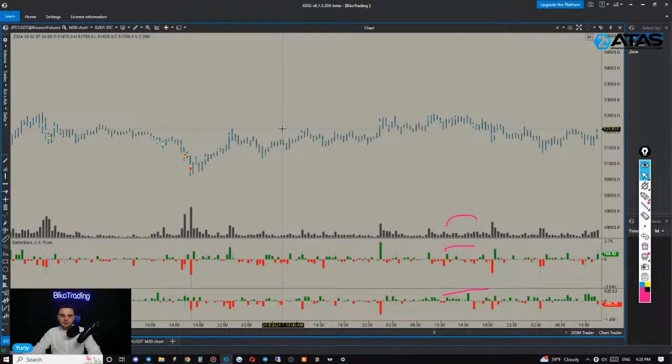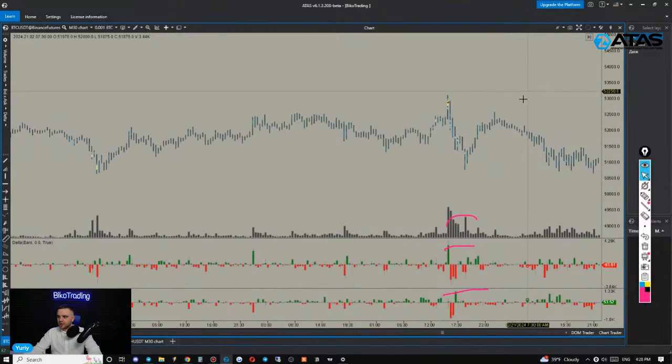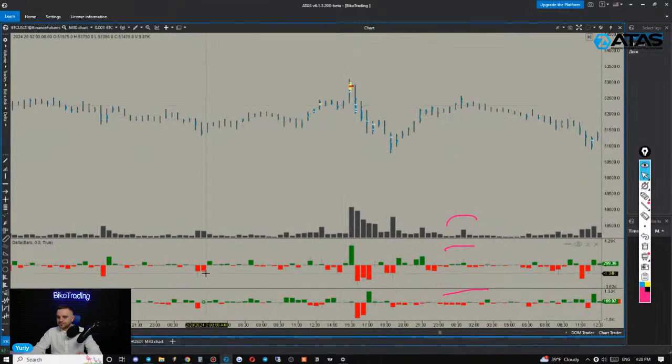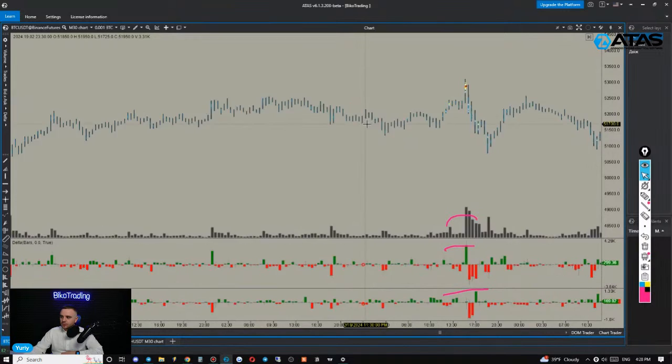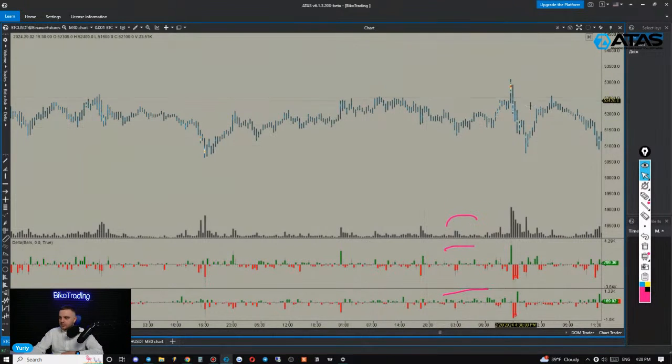Question: is it better to use the USD chart or the coin margin chart to get more insight? You mean open interest delta or what? For the chart, it is better to use simple USD price.